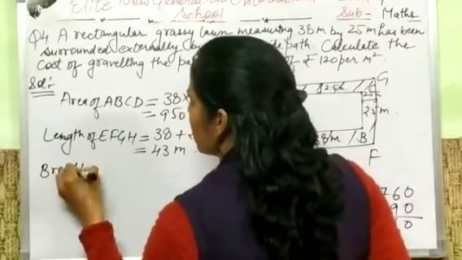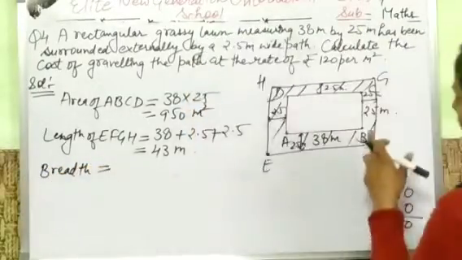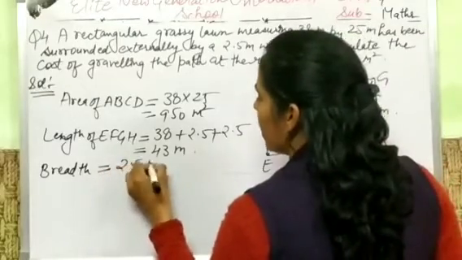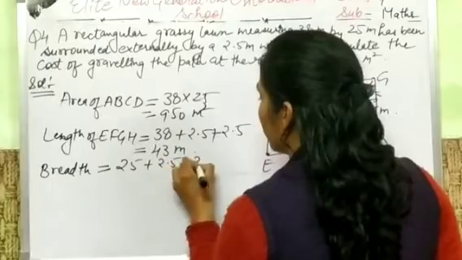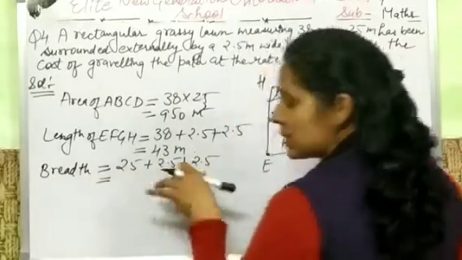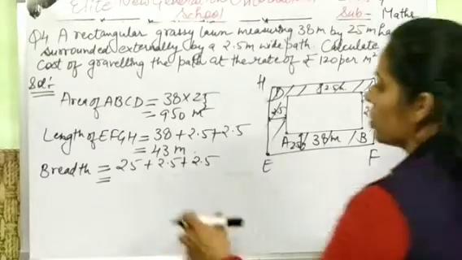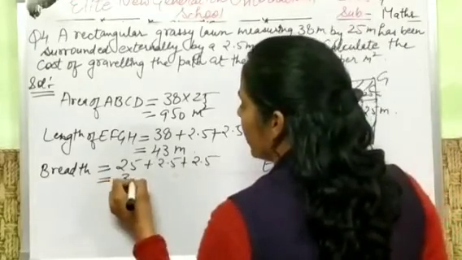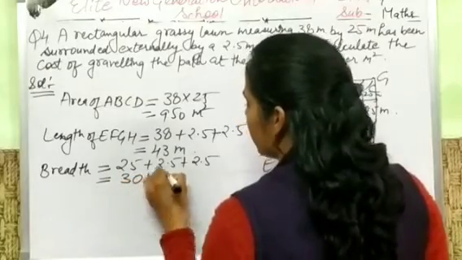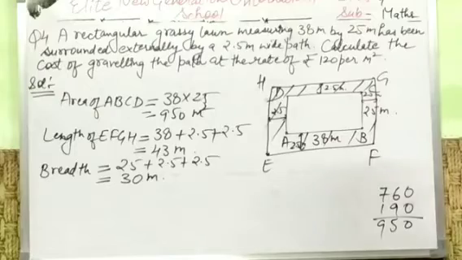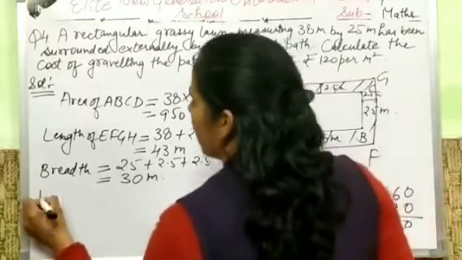So breadth is equal to 25 plus 2.5, 2.5. This is the difference in this question when we compare it with question number 1. So 25 plus 5 is 30 meter. Now we have the length and the breadth of the outer rectangle, so we can easily find the area of the outer rectangle.